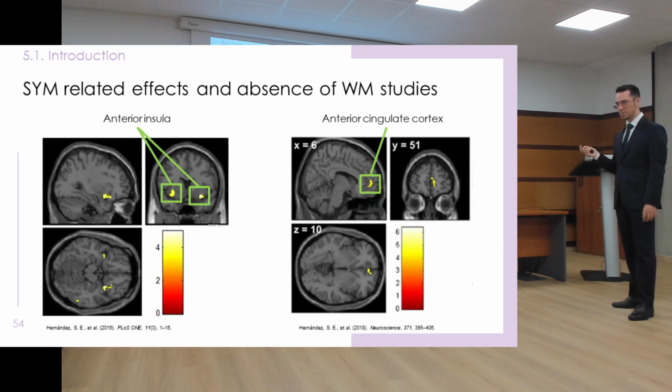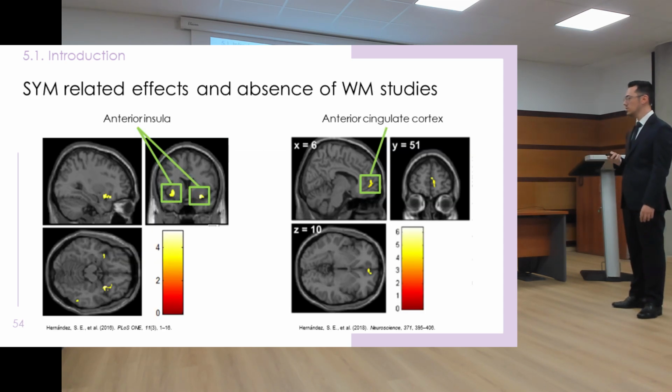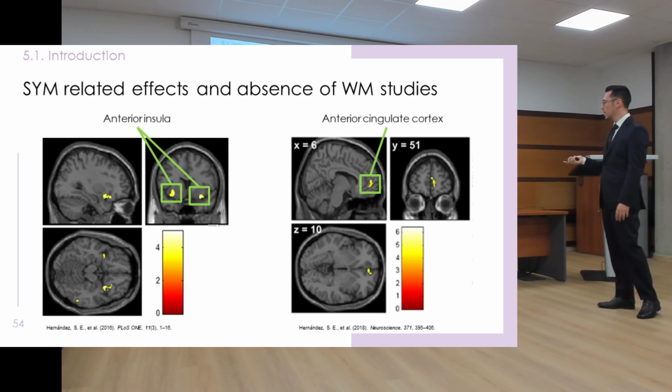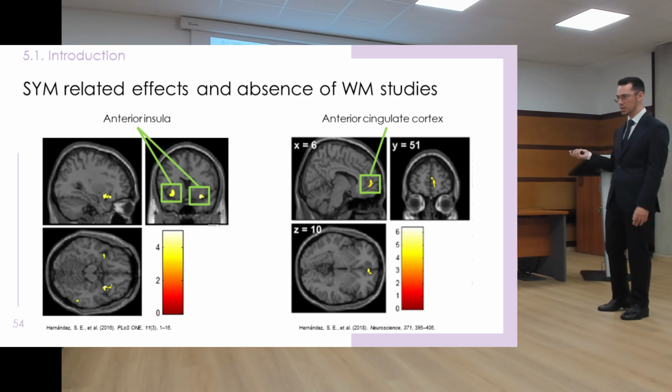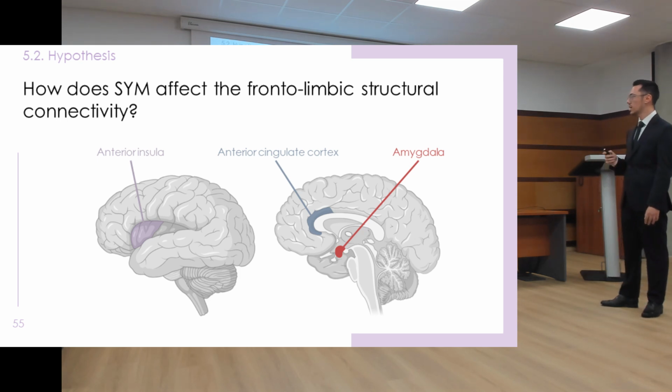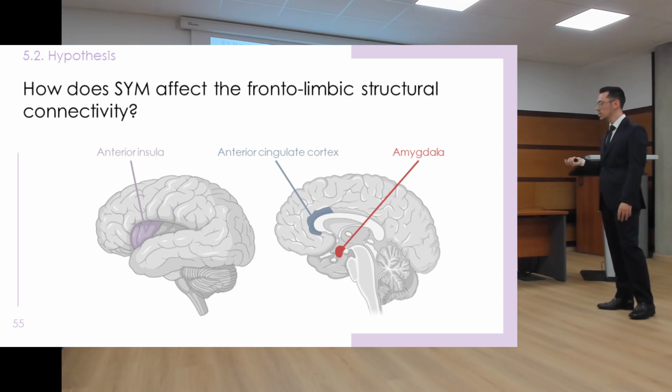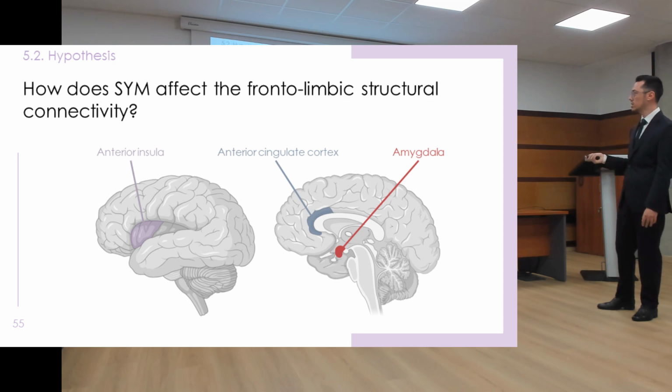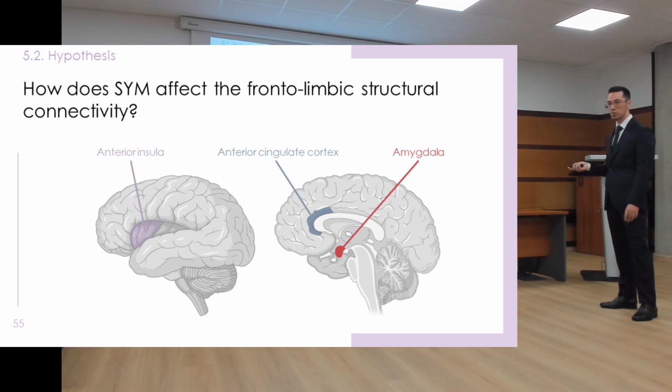Furthermore, as I previously introduced, Sahaja Yoga meditation has shown effects in the anterior insula and the anterior cingulate cortex. In this case, it was gray matter differences. And so we can see that the structural white matter alterations for this practice have not been studied. Furthermore, previous meditation research has not properly characterized the frontal limbic circuit. So it can be hypothesized that Sahaja Yoga meditation could have an effect on the structural connectivity between these key regions, also affecting emotional regulation.